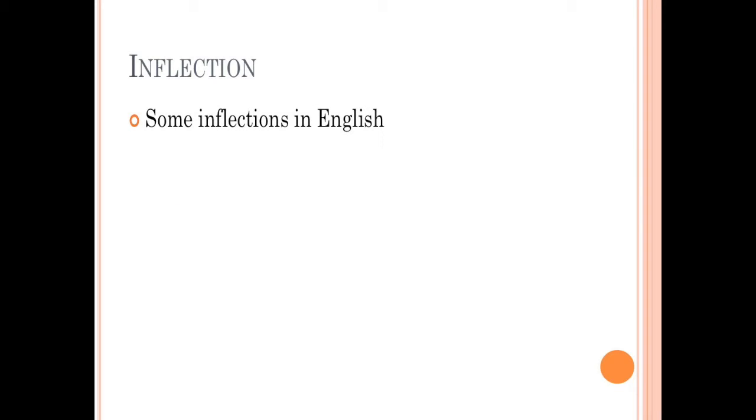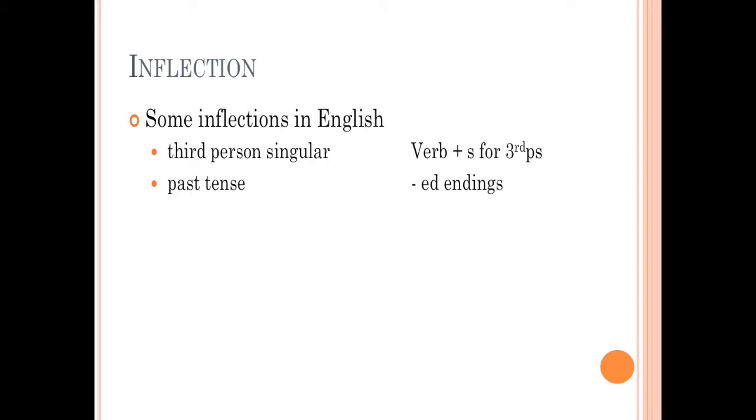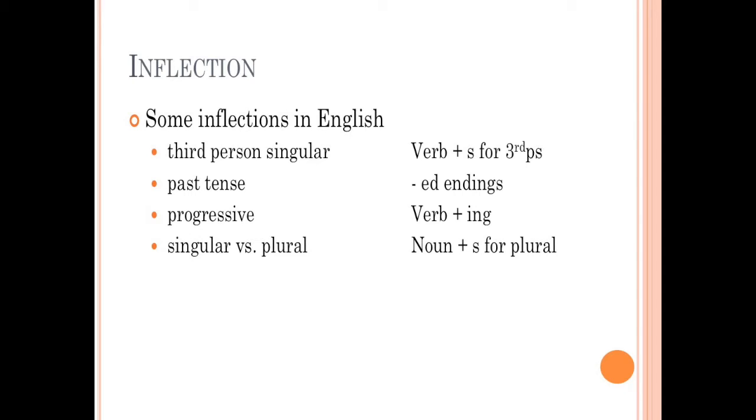So, some examples of inflections in English. The third person singular, a verb plus an s representing the third person singular, go plus an es to be he goes to the store. Past tense, often marked by an ed in English. Ed endings would be an example of an inflection. Progressive tense, telling us something is still ongoing, a verb plus an ing form. A singular versus a plural, a noun plus s for the plural. Or possessive markers, again it's an s marking, an apostrophe s or an s apostrophe marking the possessive.